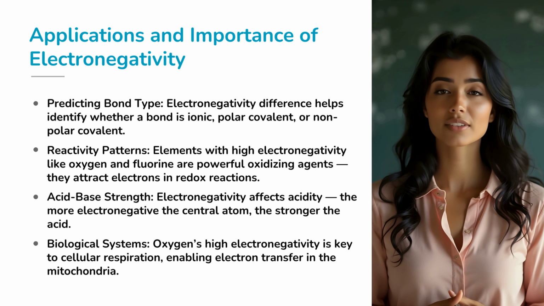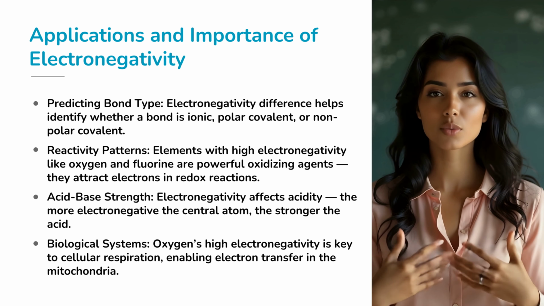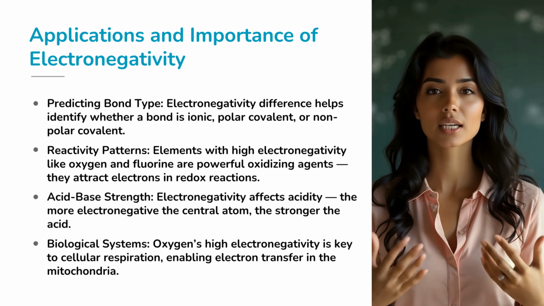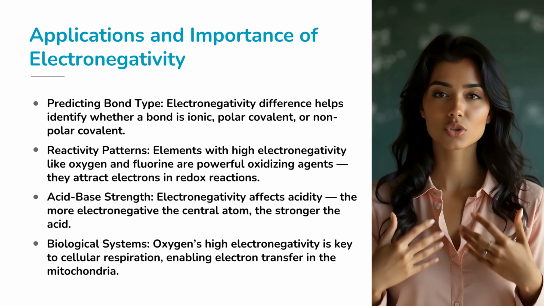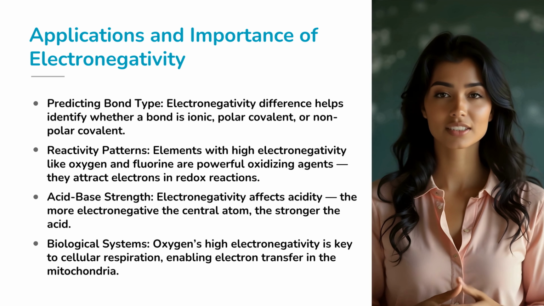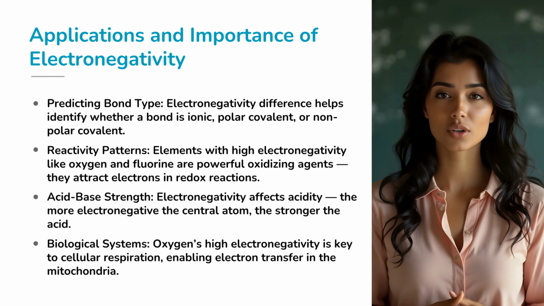Electronegativity is not just a fancy term, it's a game changer in chemical reactions and compound formation. Let's see how. First, it helps us predict bond type. A large difference in electronegativity, say between sodium and fluorine, means an ionic bond. A small difference, like in oxygen and hydrogen, means a polar covalent bond.